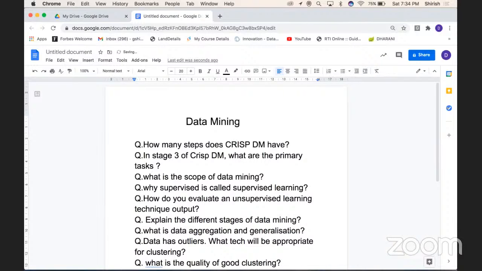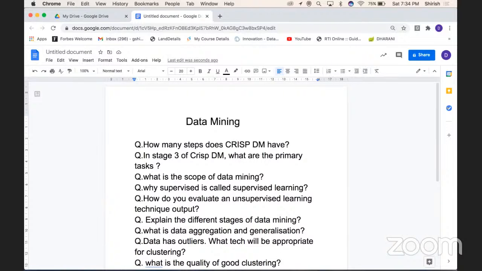What's the quality of good clustering, friends? It would have low inter-class similarity and it should have high intra-class similarity. Then it is nothing but the clustering is the best.